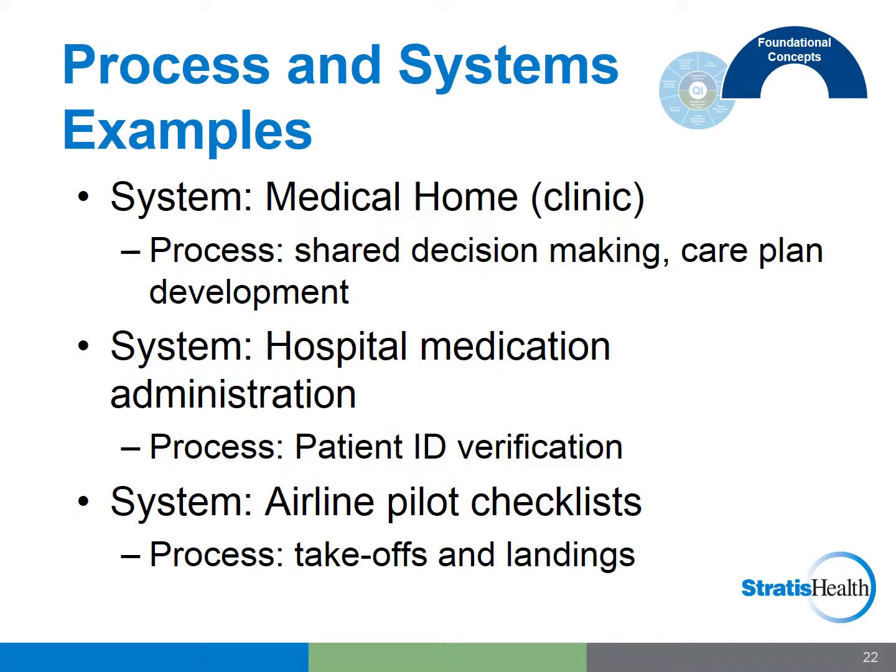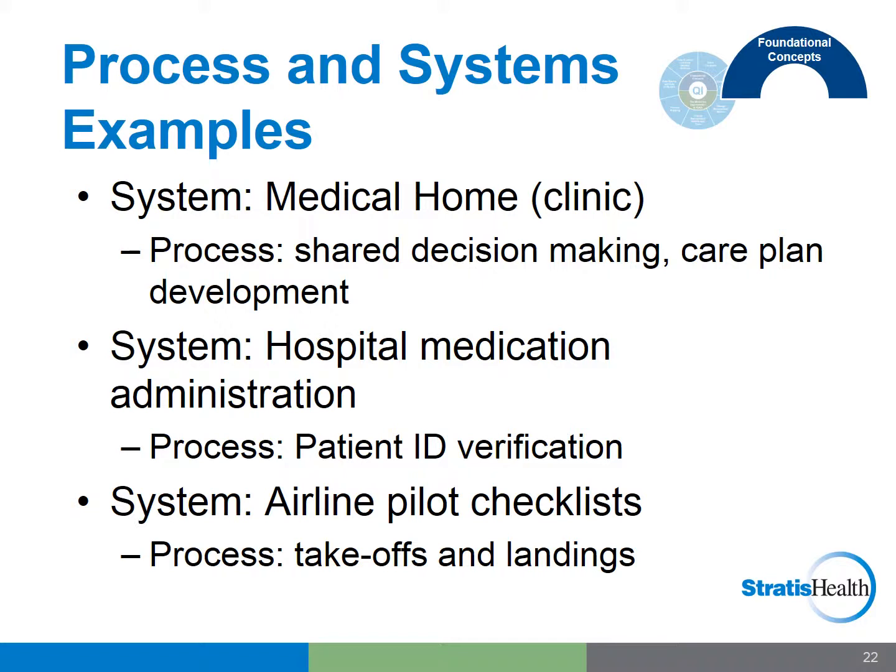Here are a few examples to understand what a system is versus a process. A clinic that meets the definition of a medical home can be considered a system that is designed to deliver person-centered care to patients. To do so, they have processes in place that are followed to guide shared decision-making as well as develop and maintain a care plan. These two processes are linked, and therefore, process and system thinking are needed if changes are to be made without unintended consequences. Likewise, with the system for medication administration in a hospital, there are a number of processes such as patient ID verification that need to occur in sequence for the medication to be ordered from the pharmacy, received, and then administered correctly to the patient.